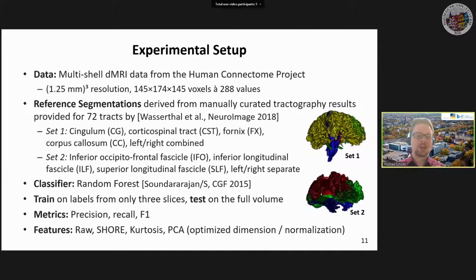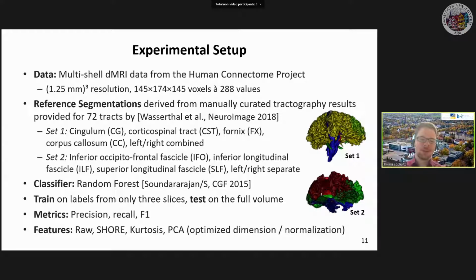The first one had the cingulum, the corticospinal tract, the fornix, and the corpus callosum. And here we kept left and right parts of the fiber tracts combined in one class. So we had 4 fiber classes and 1 background. In the second set, we had the IFO, ILF, and SLF, but we kept left and right separate in this case. So that gave us 6 fiber classes.